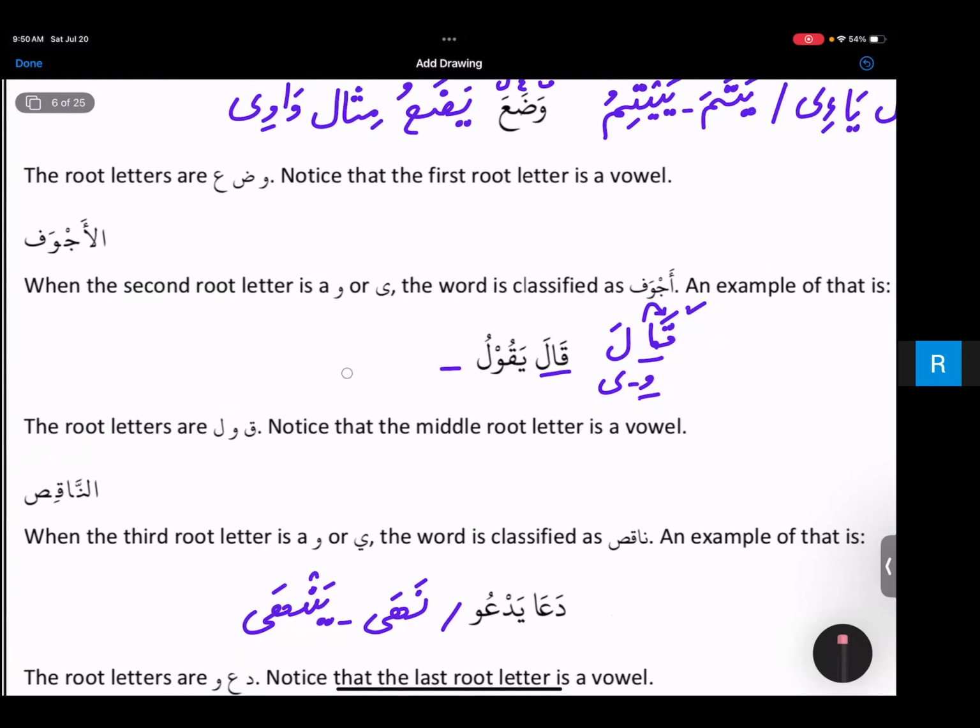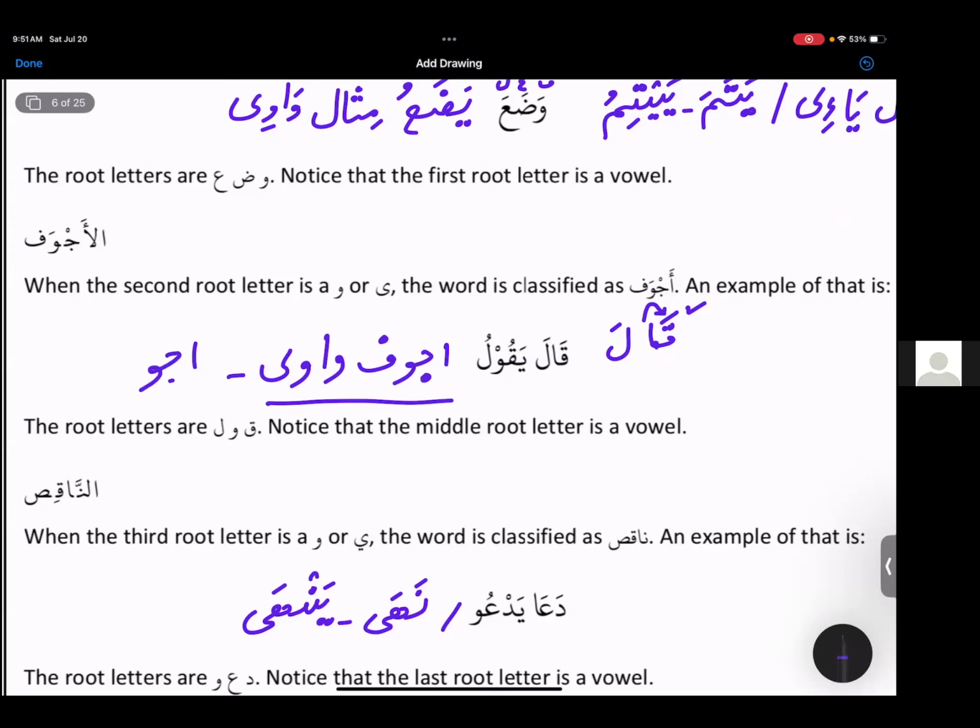Now the problem, the weakness or the sickness, is where? In the middle. The stomach is upset here in ajwaf. So qala yaqulu. Ustaza, in ajwaf we also need to specify, ajwaf wawi. Yes, we call qala ajwaf wawi. I was looking for examples, but I didn't find any in mujarrad. In mazid fihi you have some examples, but there is supposed to be ajwaf wawi and then ajwaf yai. When the middle root letter is ya, we call it ajwaf yai.